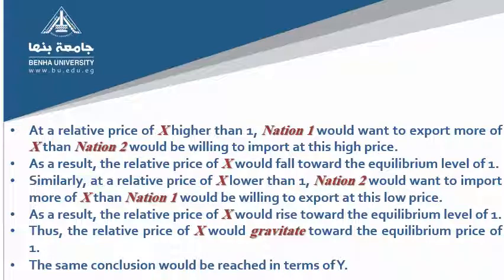Similarly, at a relative price of X lower than 1, nation 2 would want to import more of X than nation 1 would be willing to export at this low price. As a result, the relative price of X would rise towards the equilibrium level of 1. Thus, the relative price of X would gravitate towards the equilibrium price of 1. The same conclusion would be reached in terms of Y.